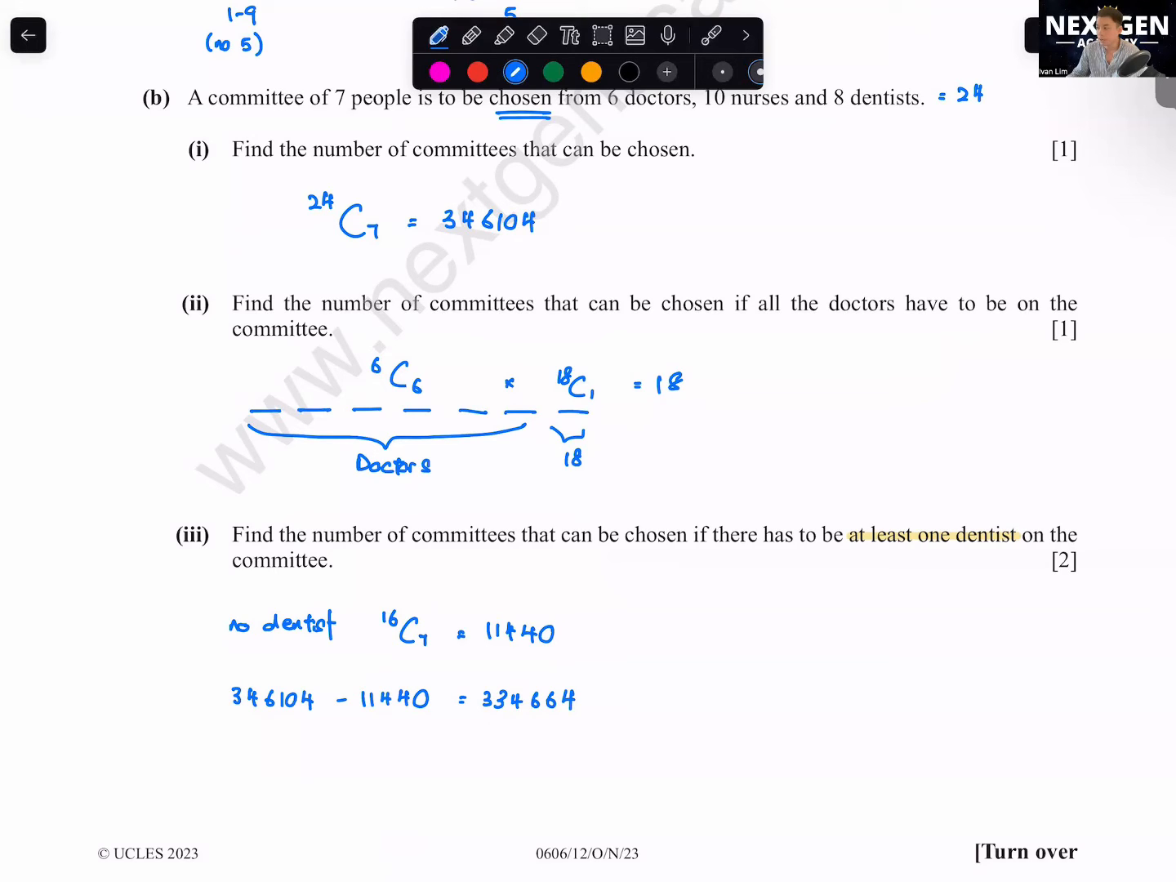Okay, give me a 1 if you are okay. I think this one is pretty easy, right? For permutation and combination. Okay, let's go to question 8.